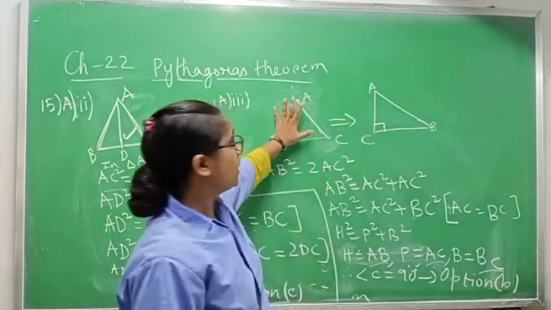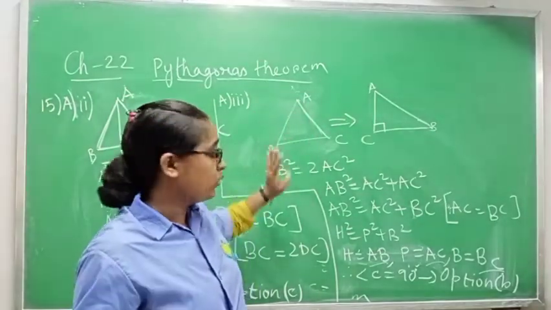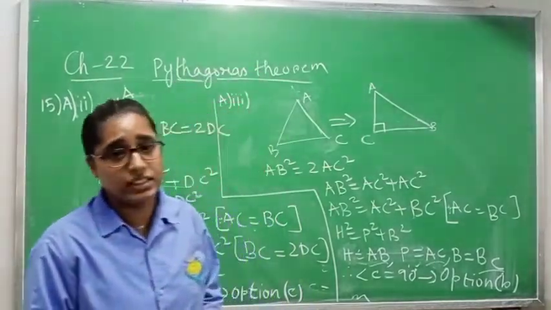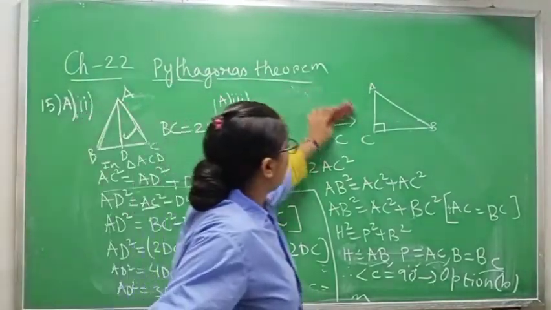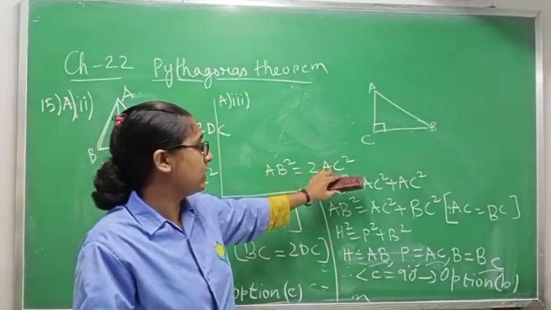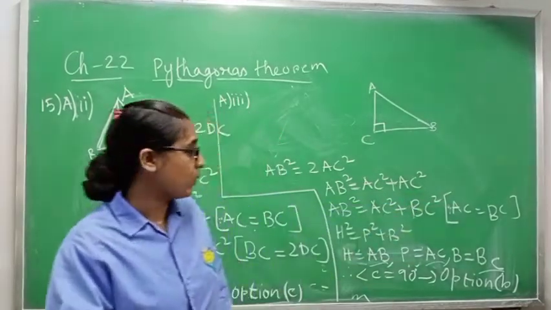Understood? I am just making one triangle. I don't know whether it is correct or not, because we don't know which angle is 90 degree. If you don't want to make it, no need, just start from here. AB square equals 2AC square, then break this one. In place of AC, write BC because they are saying AC equals BC.